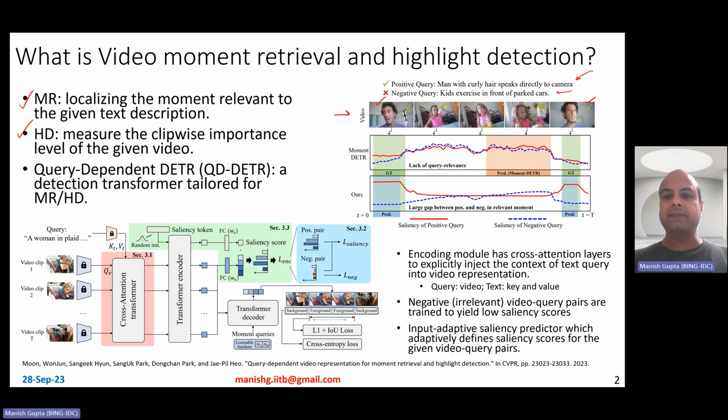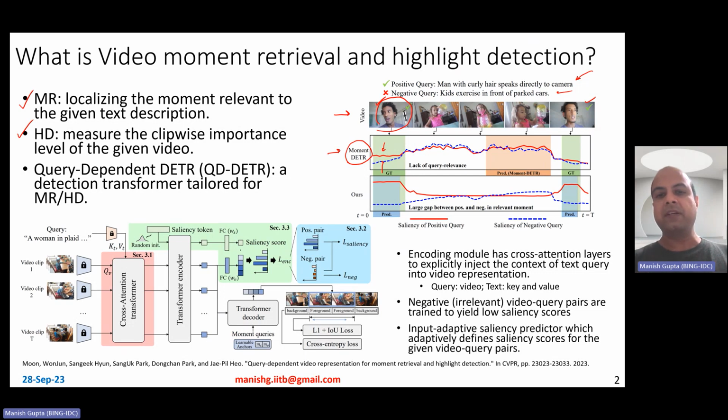Okay. So here you see outputs from two different systems. One is called the moment detection transformer, and the other is the query dependent detection transformer. As you notice, the moment detection transformer that was proposed earlier does not do very well in nicely segregating the positive moments from negative moments, right? For this particular frame, the difference between the saliency of the positive query and the saliency of the negative query is not very large. They're pretty similar.